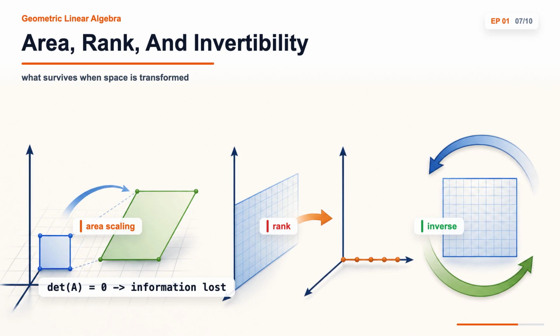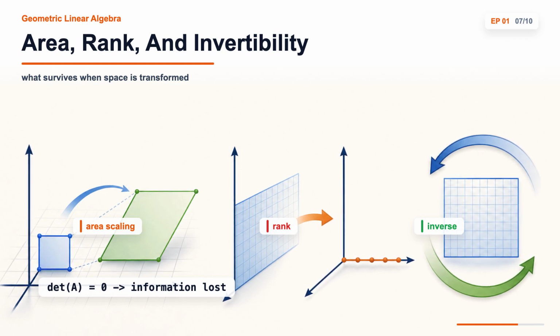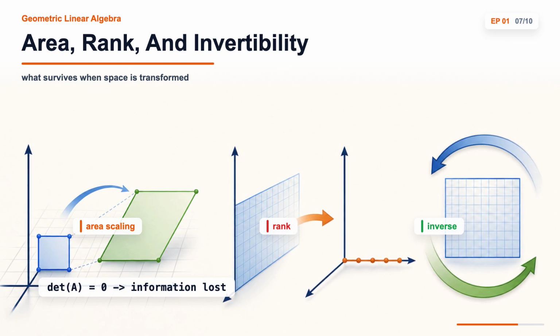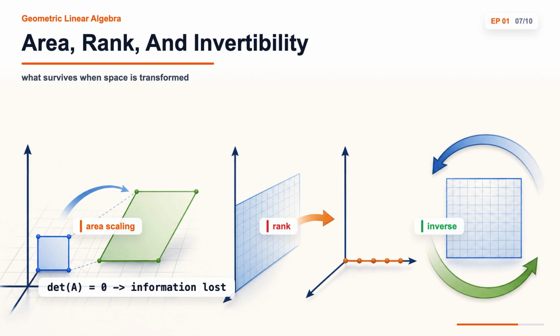Rank tells us how many independent dimensions survive the transformation. A full rank transformation keeps the plane two-dimensional. A rank 1 transformation crushes the plane onto a line. And an inverse matrix exists only when the transformation has not destroyed information. If space is flattened, many different inputs land in the same place, and there is no unique way to reverse the move.